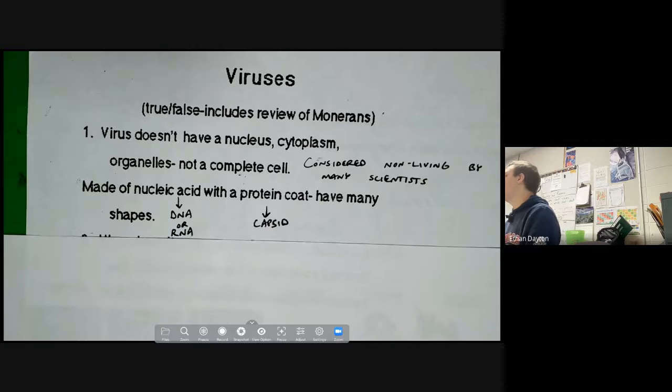So anyway, viruses have many shapes, and many of them are named based on their shapes. COVID-19 is not the only coronavirus that we've ever seen. There are other coronaviruses.